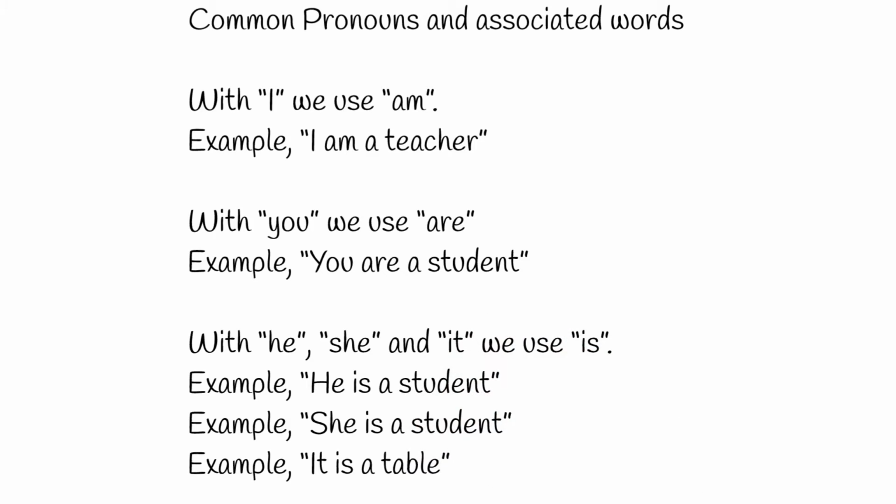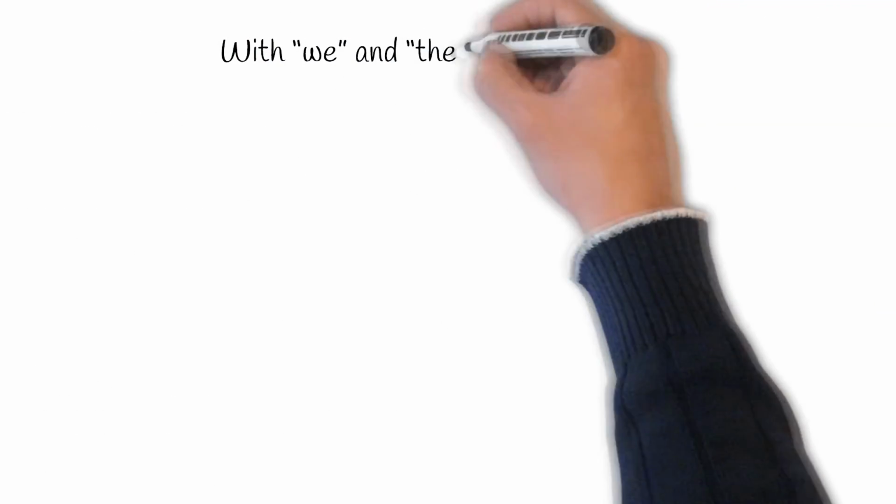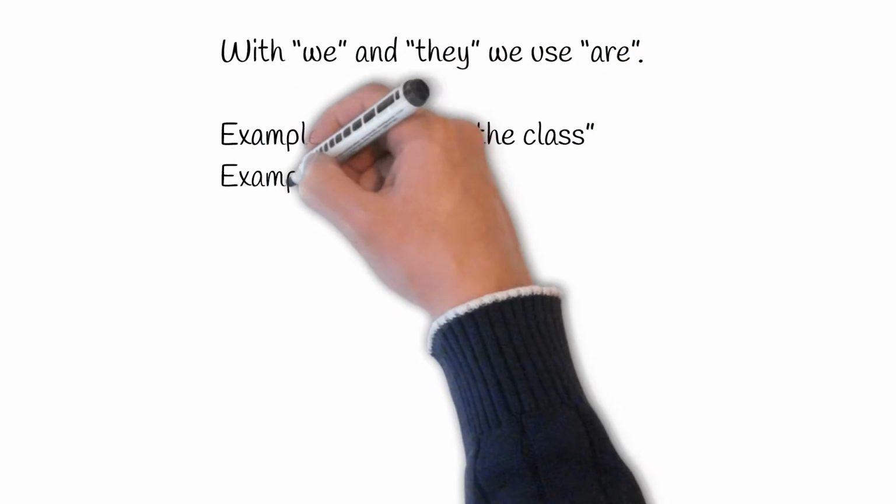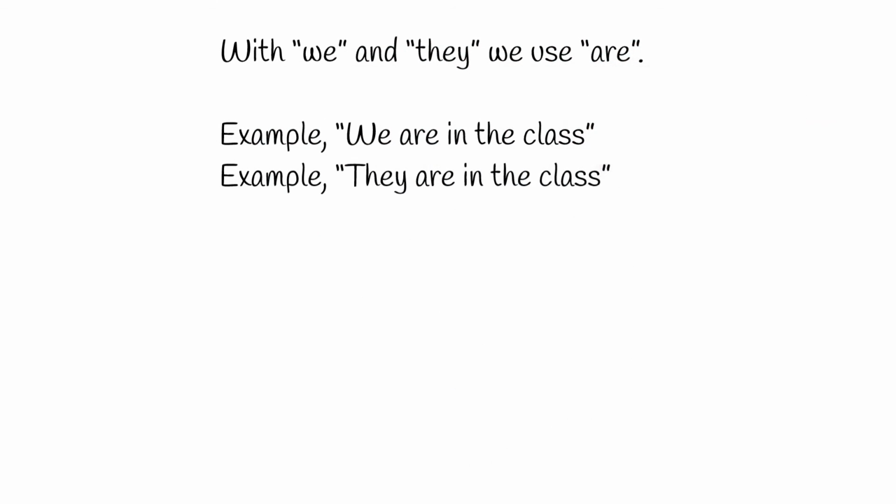It is a table. With we and they we use are. Examples of such are as follows: we are in the class. They are in the class.